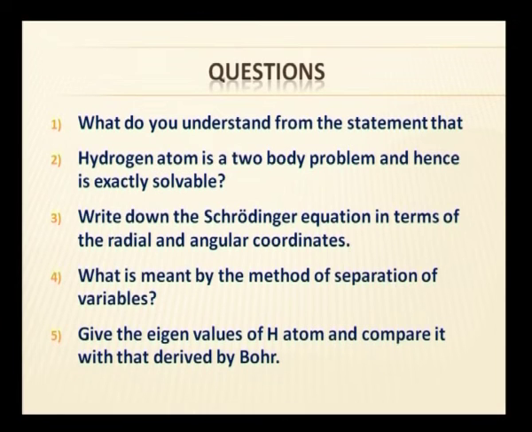The questions are: what do you understand from the statement that the hydrogen atom is a two body problem and hence is exactly solvable? Write down the Schrodinger equation in terms of the radial and angular coordinates. What is meant by the method of separation of variables? Give the eigen values of the hydrogen atom and compare it with the one derived by Bohr.